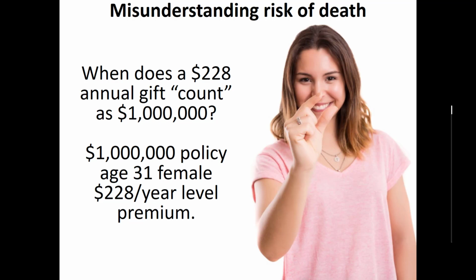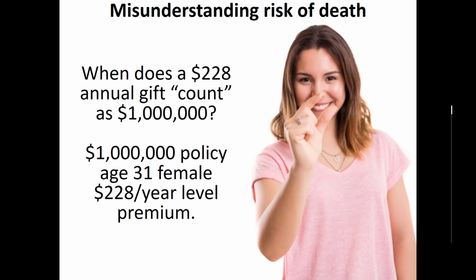So another example of misunderstandings that can lead to very large numbers that are superficially impressive is misunderstanding the risk of death. So let me ask you this question. When does a $228 annual gift count as $1 million for a campaign? Well, if you have a person who is age 31, who takes out a $1 million policy, if they're a healthy female, they can get that policy for about $228 per year as a level premium.